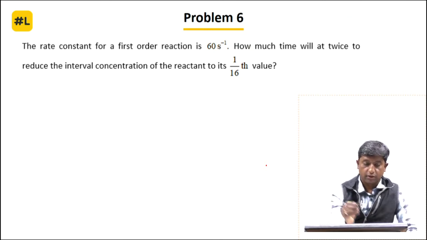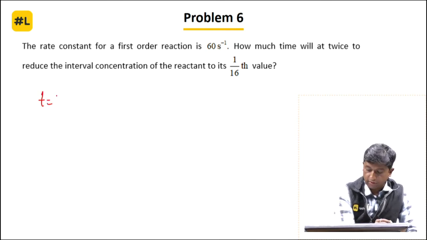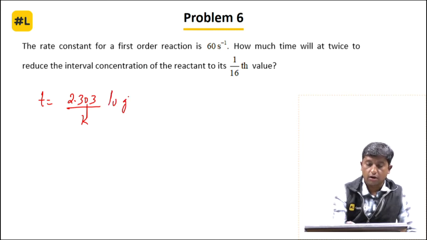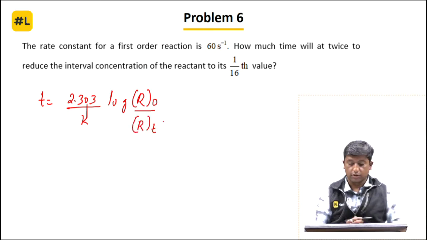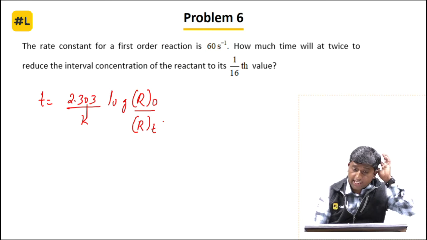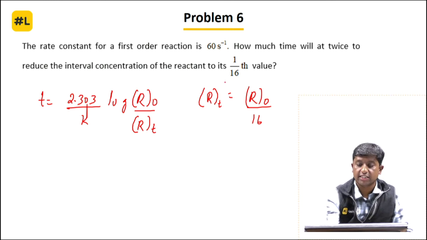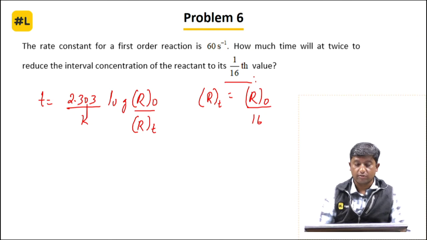Students, again here we can use the first order equation. We need to calculate time here. So, time t will be equal to 2.303 divided by k into log of R naught by RT. So, the same formula we can use, but what is RT here? That is very important. Students, RT will be equal to R naught by 16. You know that here 1/16th value they have given. So, now let us substitute the values in the formula.